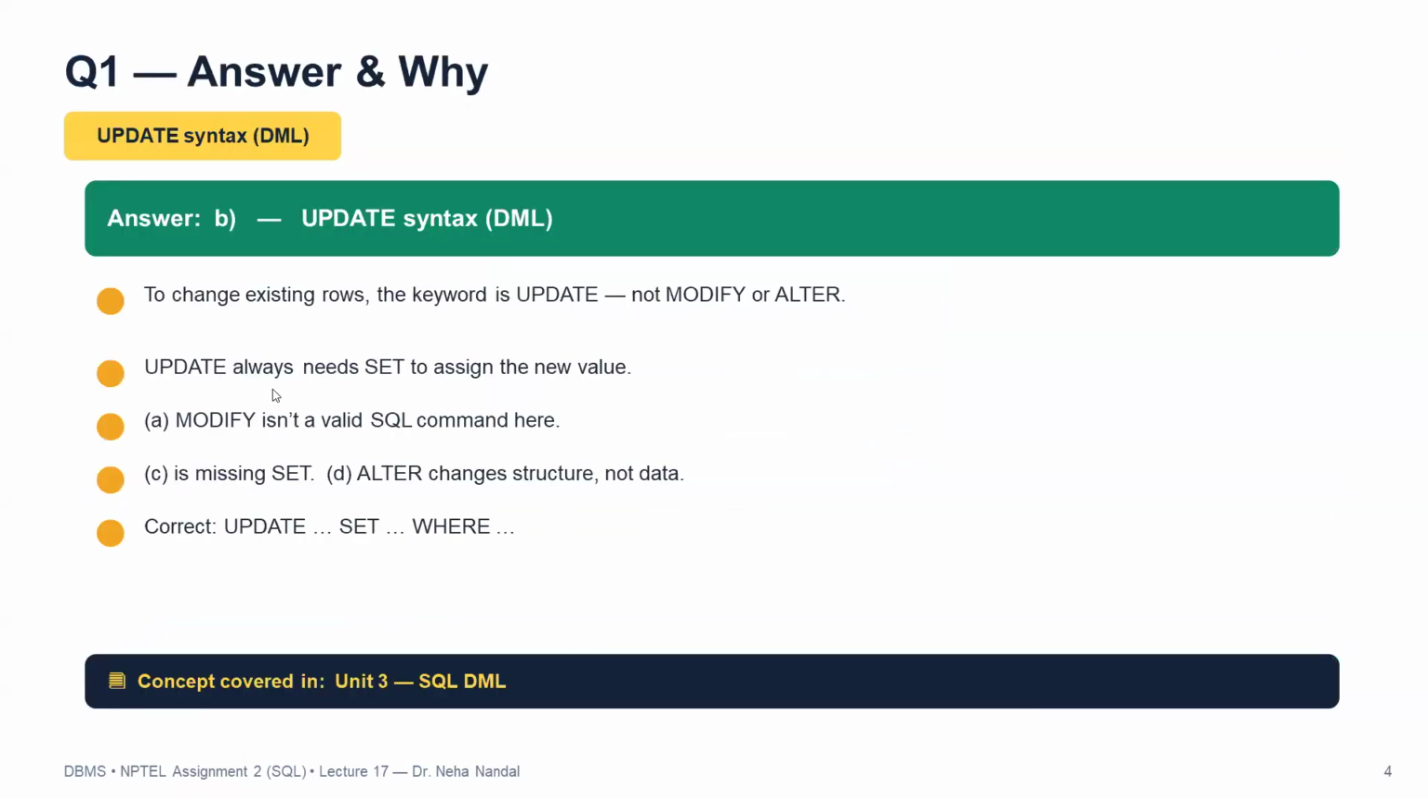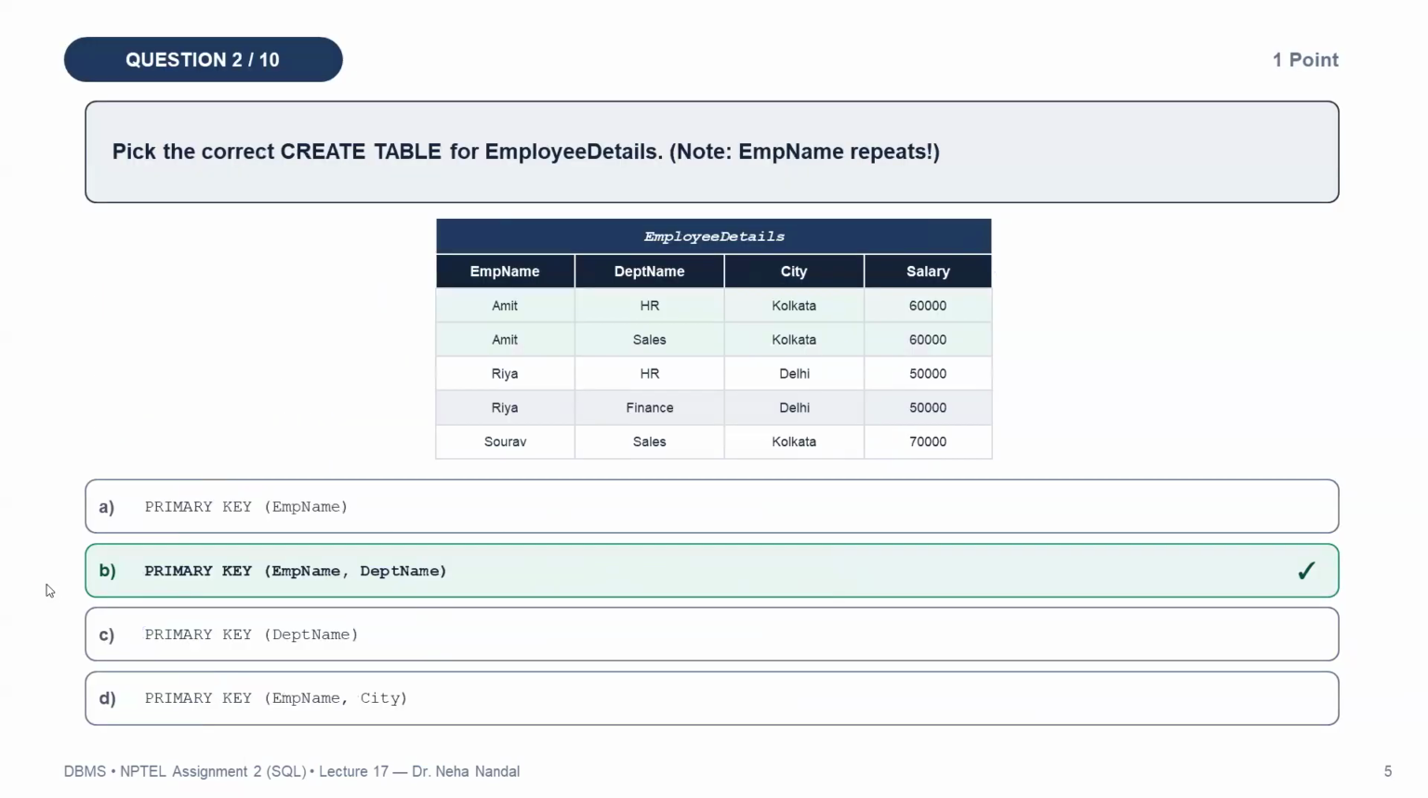Update always needs set to assign the new value. Modify is not a valid command, definitely. The next update command is missing the set keyword, and alter changes the structure, not the data. I hope you got the answer. Second question. So let's see our second question.